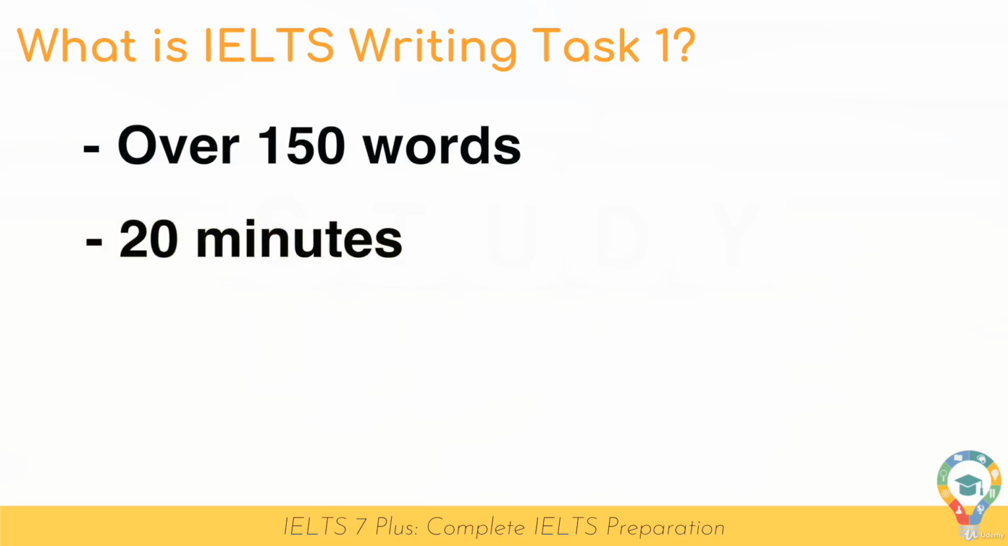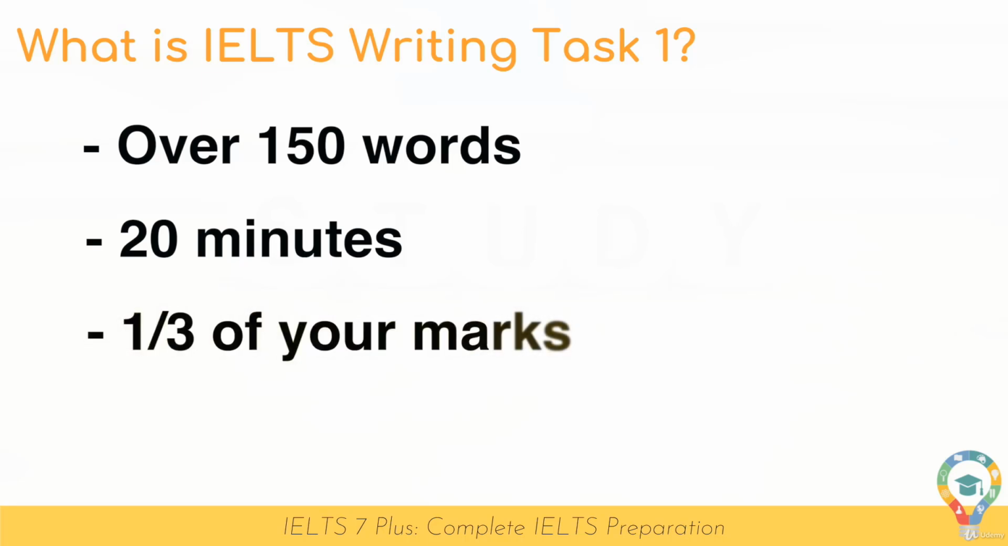I highly recommend you only spend 20 minutes on task 1, as that will leave you 40 minutes to complete IELTS writing task 2, and there's a very good reason for this. Task 1 is worth a third of your whole IELTS writing mark. So that means it makes sense to spend double the time on IELTS writing task 2.